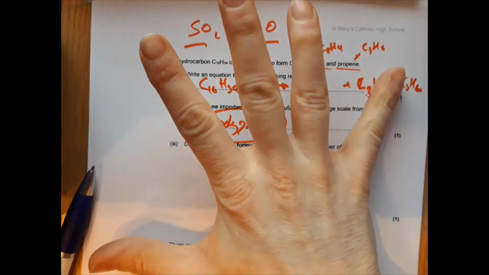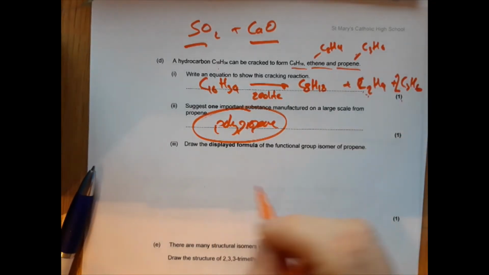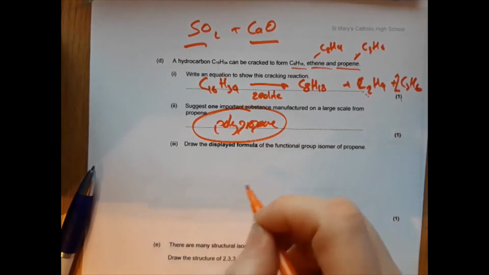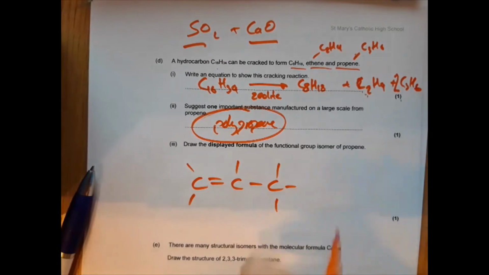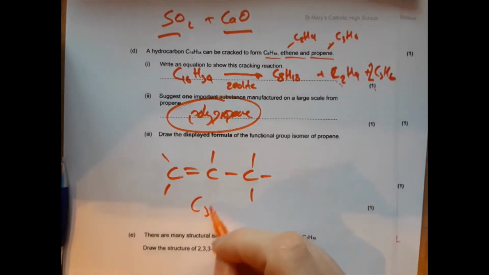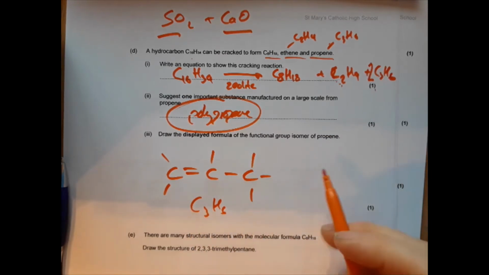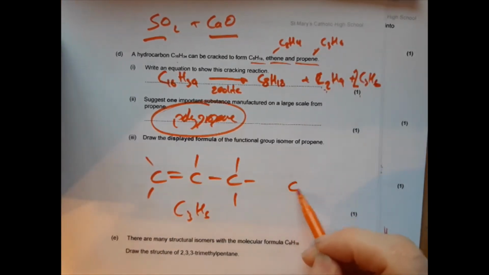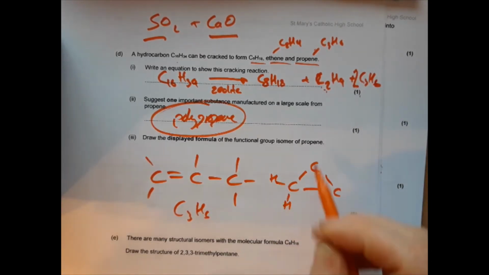Do you know the displayed formula? Displayed means like a peacock showing all of its feathers, so you need to show all the bonds of the functional group isomer of propene. We haven't done that yet, have we? Well, the functional group isomer, if this is propene, you need to draw something that is C3H6, but has got a different functional group. Alkenes have got functional group isomers of cycloalkanes. We do a lesson on this, so don't worry.